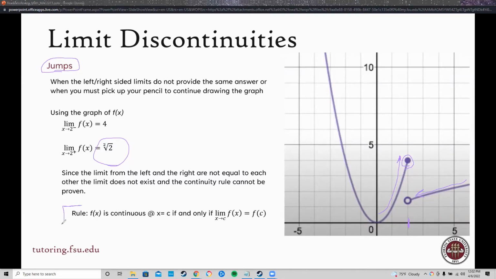Now remember, the rule is that this is only continuous at x equals c, or x equals 2 in our case, if and only if there is a limit that exists when x approaches 2. And since it doesn't exist, we have another discontinuity here.